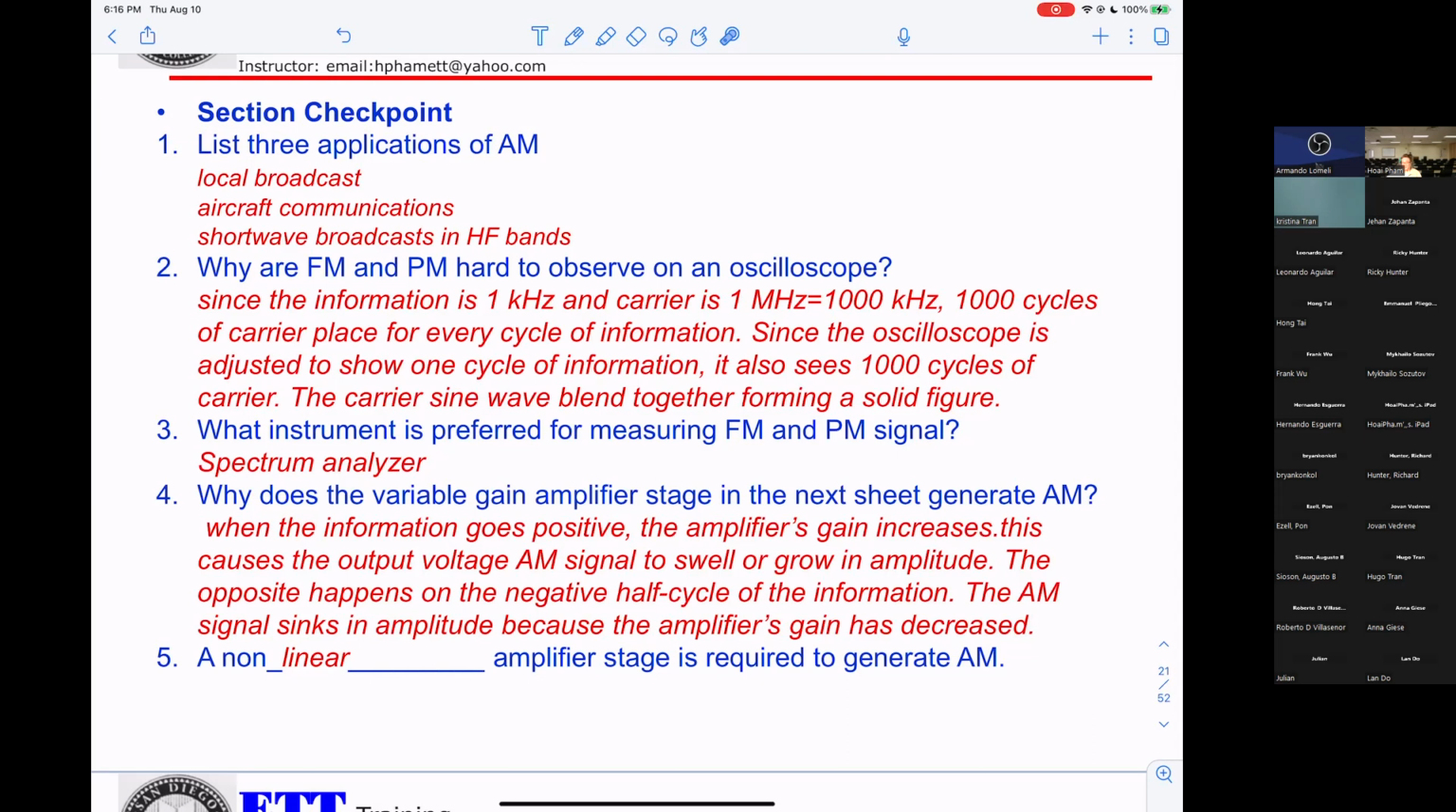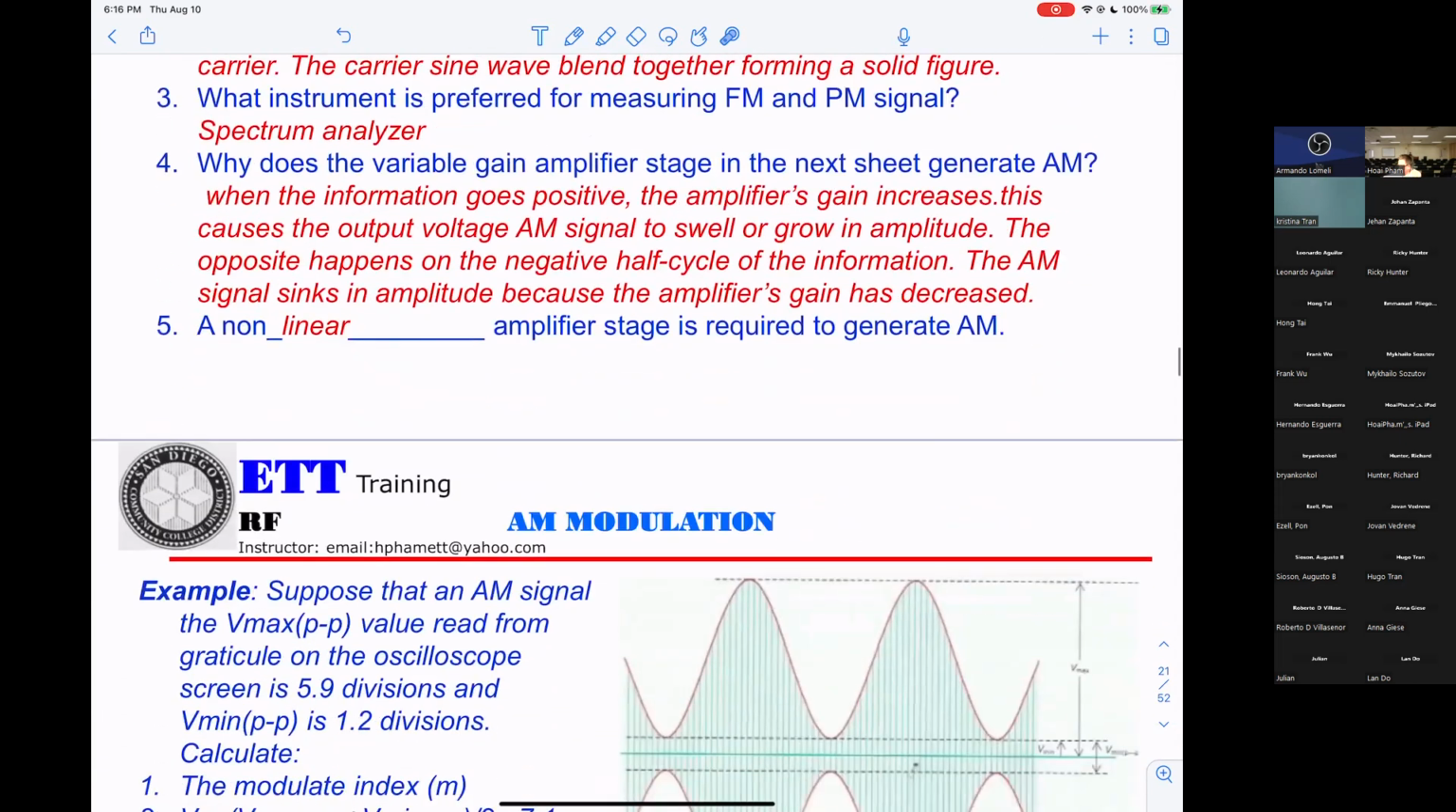Okay, I recommend, if you want to know about RF, this is a document I prepared from different textbooks, and that will be very, very good. You have to read it over and go to the examples, go to the section checkpoint, then hopefully you can get a better understanding.